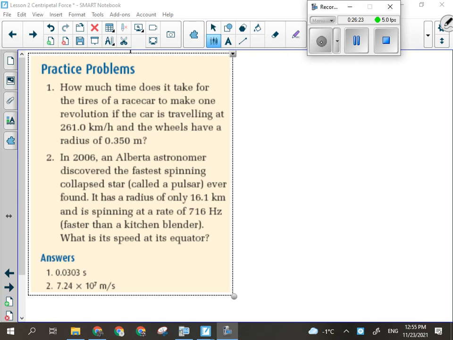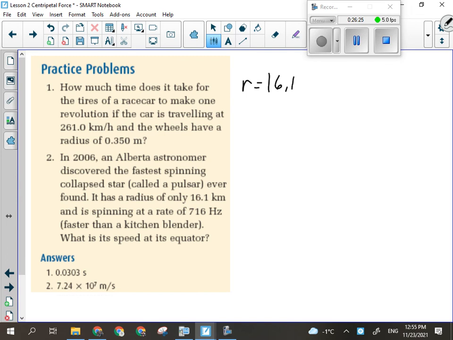So they gave me radius, 16,100 meters, because I'll probably want it in meters. And they gave me what? Is this period or frequency? It's frequency. 716 hertz. So imagine this thing is spinning around and around 716 times every what?